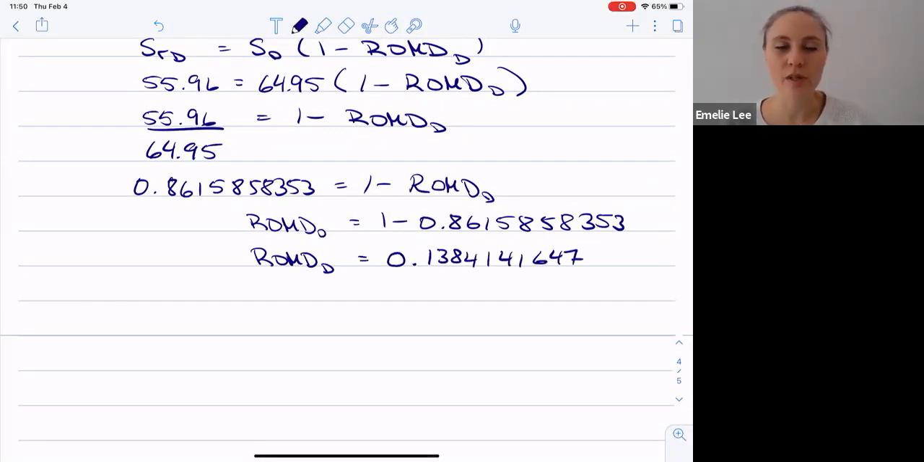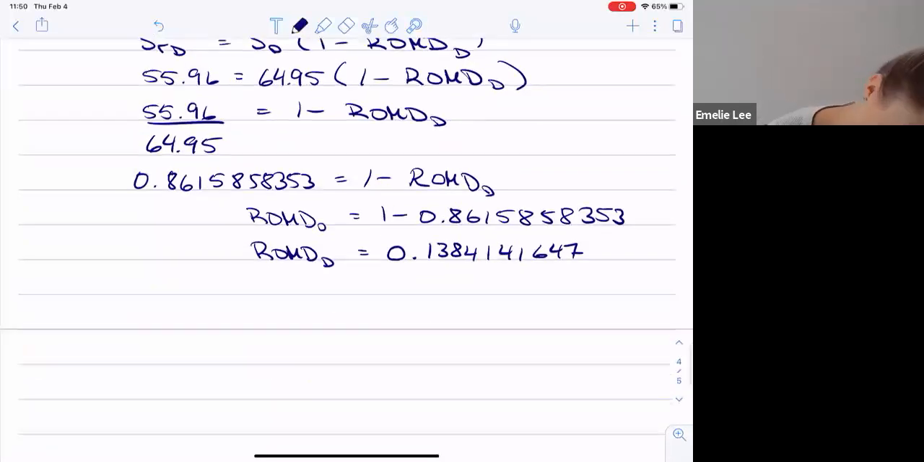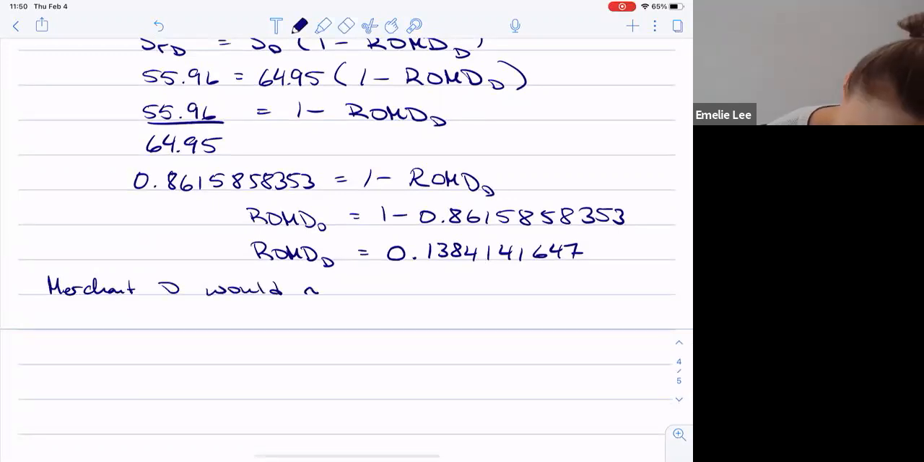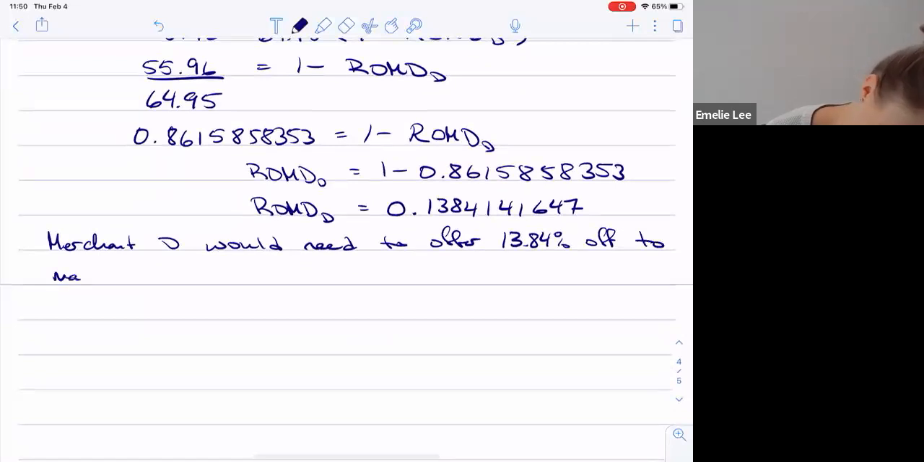So in order to match the 20% off that merchant C is offering, merchant D would need to offer 13.84% off to match merchant C's 20% off.